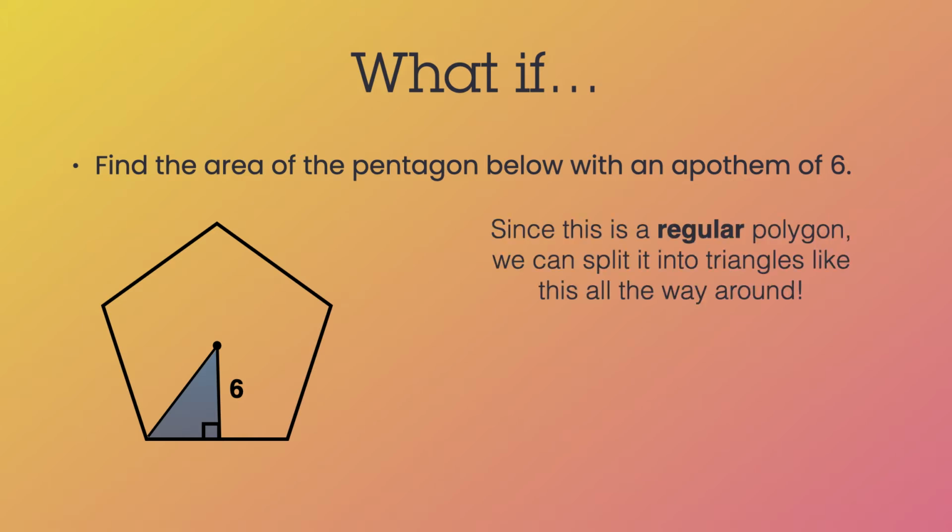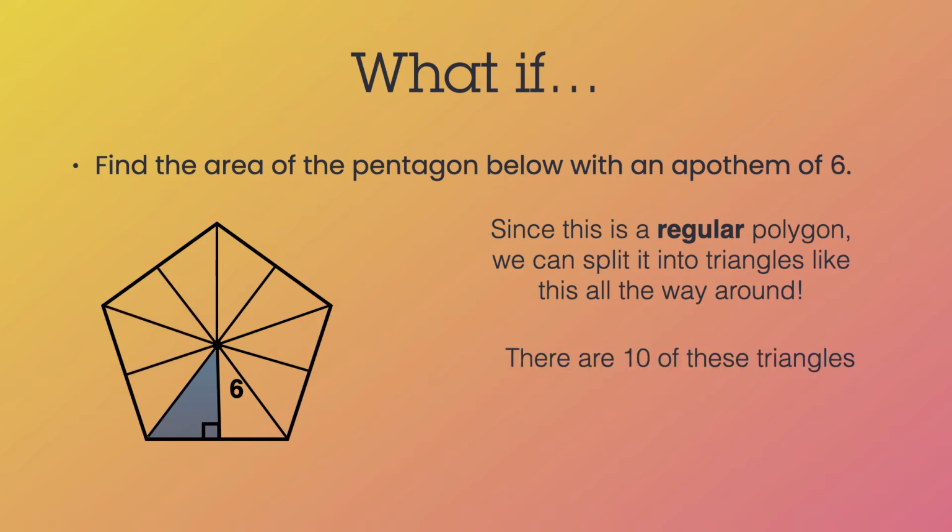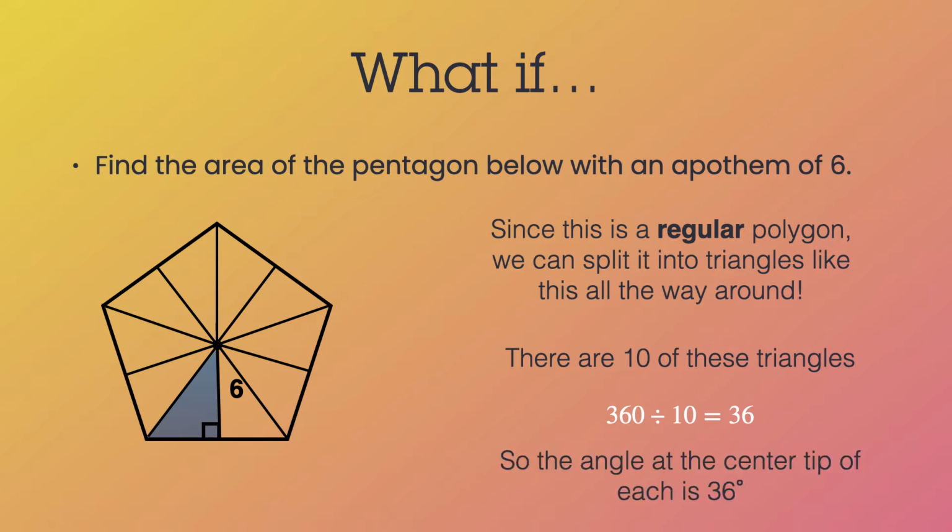Let's go ahead and split this up. It is a regular polygon, so if we add in all of these radii and all of these apothems, we make congruent triangles all the way around. There are 10 of these triangles. 5 sides, 2 of those triangles on each side, so there are 10. If we take the full 360 degrees and divide it by 10, that means 36. So the angle at the center tip of each of those tiny triangles is 36 degrees.